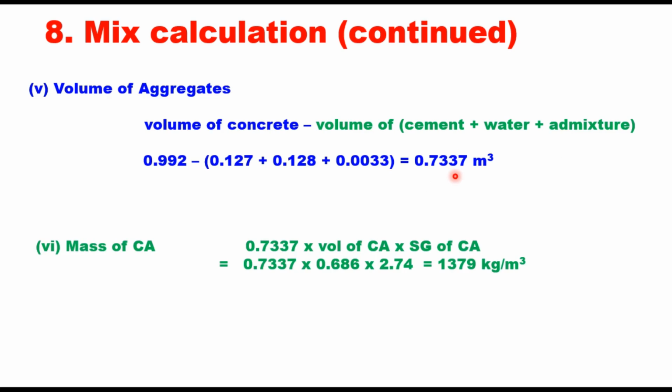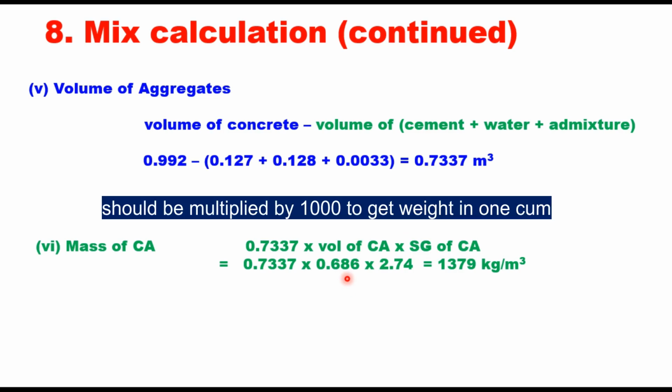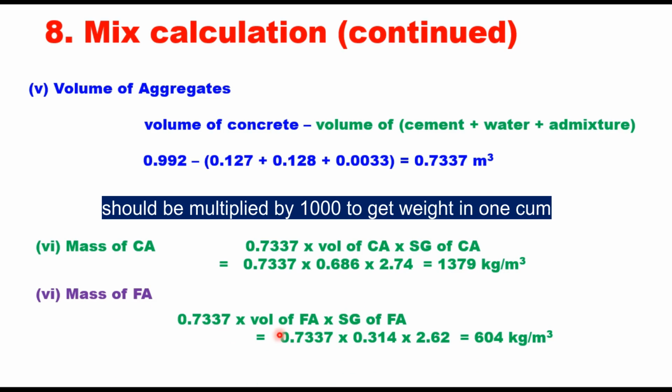And the mass of coarse aggregate will be this volume multiplied by the proportion of coarse aggregate into specific gravity of coarse aggregate. So 0.7337 is the volume of total aggregate. Out of it, 0.686 is coarse aggregate, specific gravity is 2.74, and that comes to 1379 kg per meter cube. And similarly, the fine aggregate would be 0.7337 into 0.314 into its specific gravity, and that is 604 kg per meter cube.